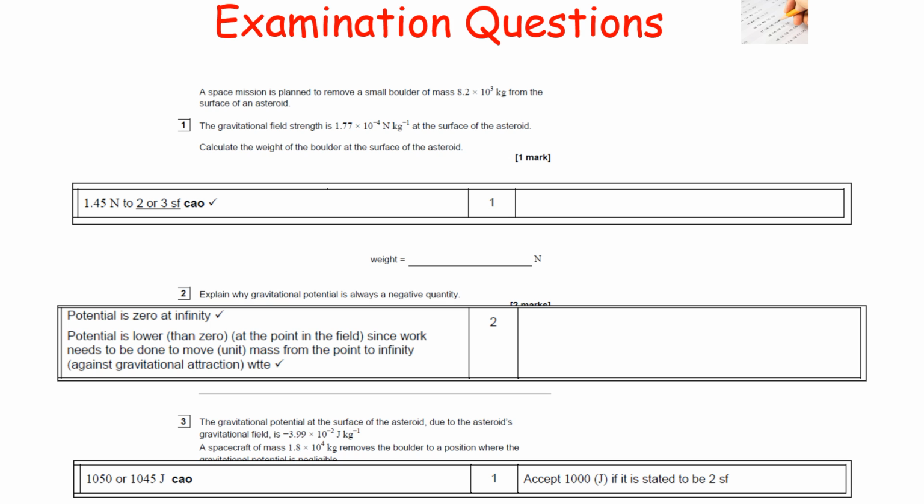Now how do we know that the change in gravitational potential is 3.99 times 10 to the minus 2? Because we know that at infinity the value of potential is zero, so the change is going to be from the value in the field to zero.